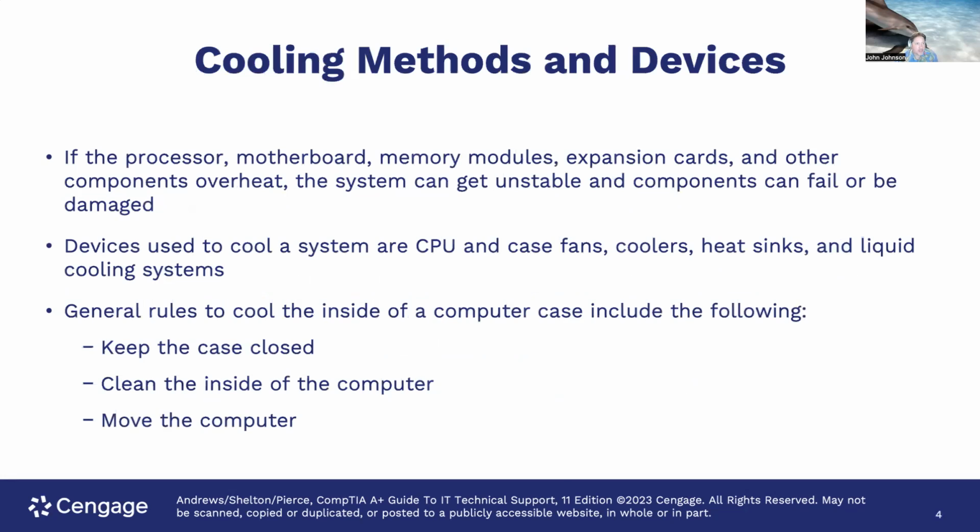So, cooling methods and devices. If the processor, motherboard, memory modules, expansion cards, and other components overheat, the system gets unstable and the components can fail or be damaged. Devices used to cool a system are CPU and case fans, coolers, heat sinks, and liquid cooling systems. General rules to cool the inside of a computer case include the following: 1, keep the case closed, keep the inside of the computer clean, and move the computer.